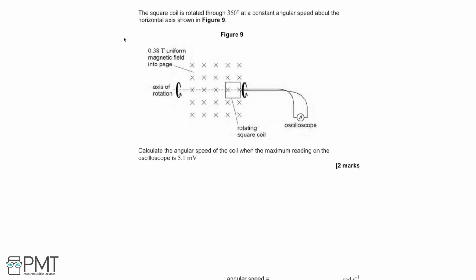The last part of the question says, the square coil is rotated through 360 degrees at a constant angular speed about the horizontal axis as shown in figure 9. Calculate the angular speed of the coil when the maximum reading on the oscilloscope is 5.1 millivolts.